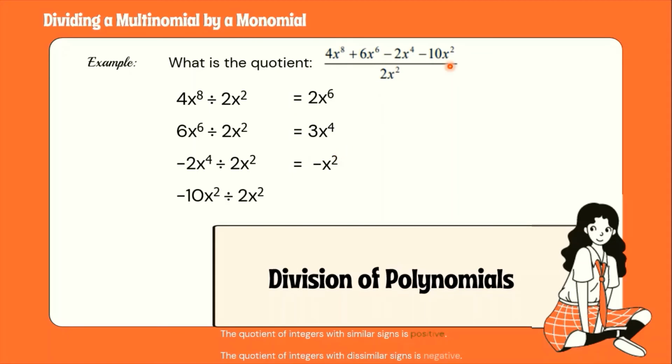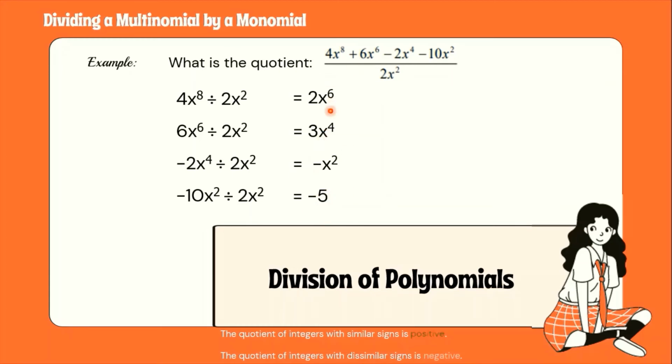Last term naman tayo, negative 10x squared divided by 2x squared na ang sagot natin ay negative 5x dahil negative 10 divided by positive 2, different signs, kaya negative. And then copy x, yung exponent natin ay 2 minus 2. Kaya ang ating magiging exponent dito ay 0 dahil 2 minus 2 is equal to 0. Or simply, ang sagot natin ay negative 5 dahil x raised to 0 is equal to 1. Negative 5 multiplied to positive 1 ay negative 5 pa rin naman.